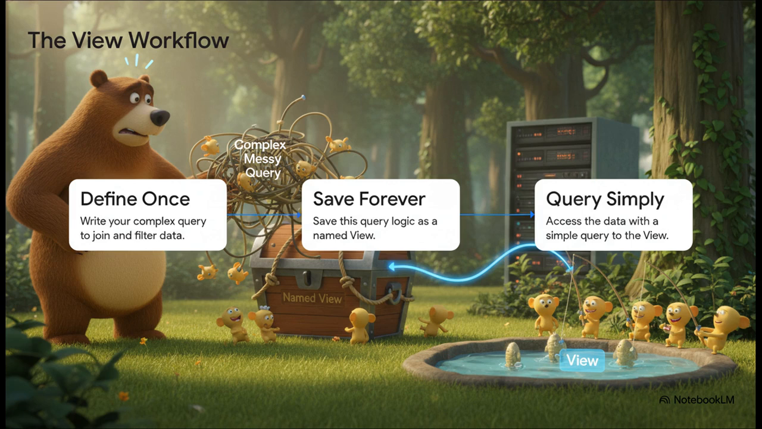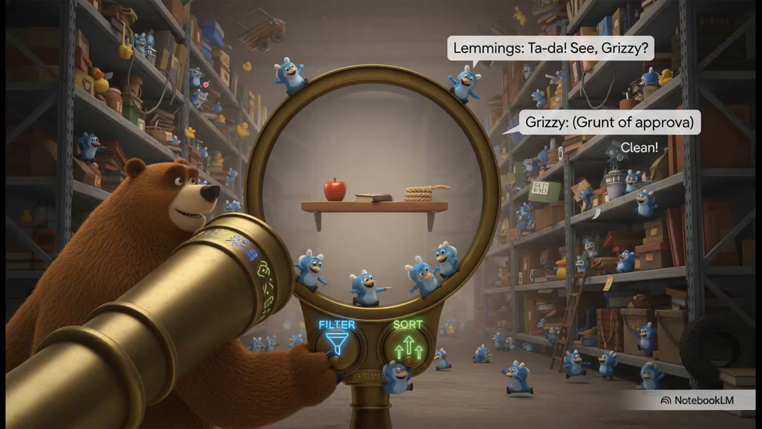The workflow is so powerful because it's so simple. It's just 3 steps. First, you define once. You write that messy, complex query just one time. Get it perfect. Then, step 2, you save forever. You store that logic as a named view. And from that moment on, you get to query simply. You access all of that perfectly structured data with a super clean, simple query to the view itself, not those original tangled tables. So in the end, the view just becomes your custom lens. It automatically filters out all the noise and chaos from the warehouse, and it presents you with only the information you care about, exactly how you need to see it.